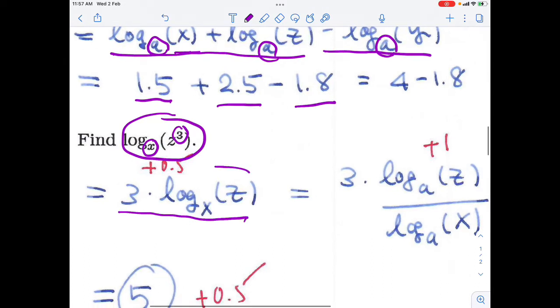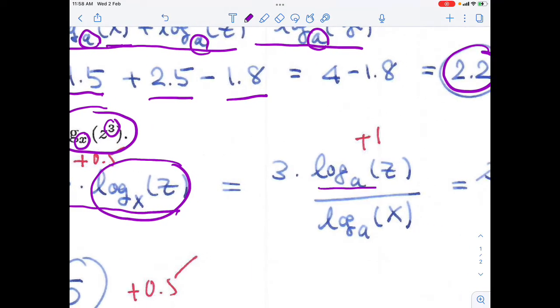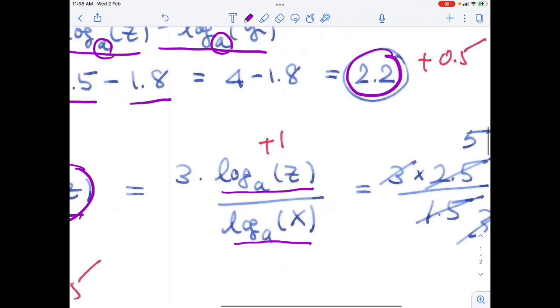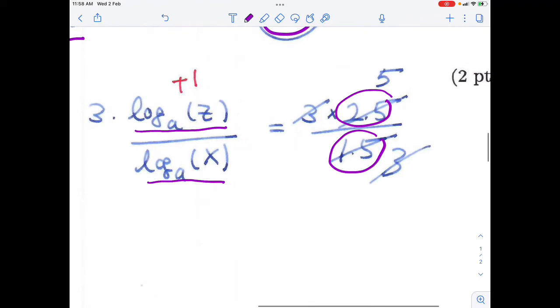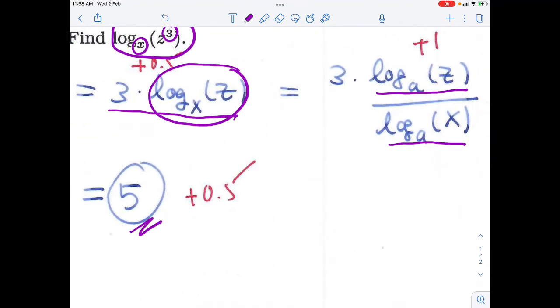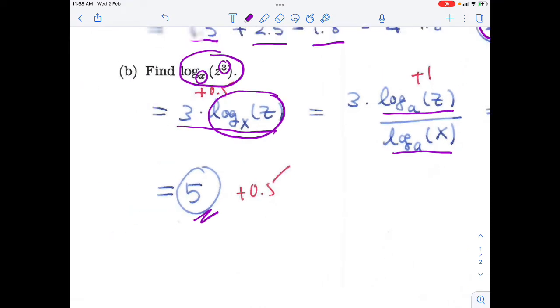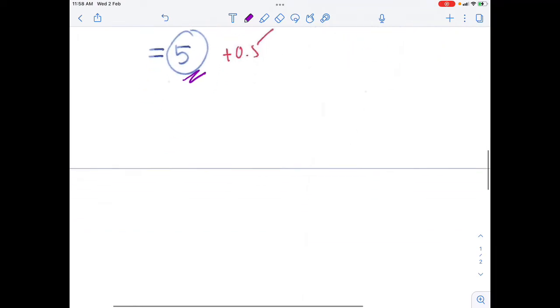Now we're gonna change this from base x to base a. So you get log of z base a divided by log of x base a, and both of these are given in the problem. So 3 multiplied with 2.5 divided by 1.5. So the answer is equal to 5. Okay. So this is worth another 2 points. Let's go on to the last problem.